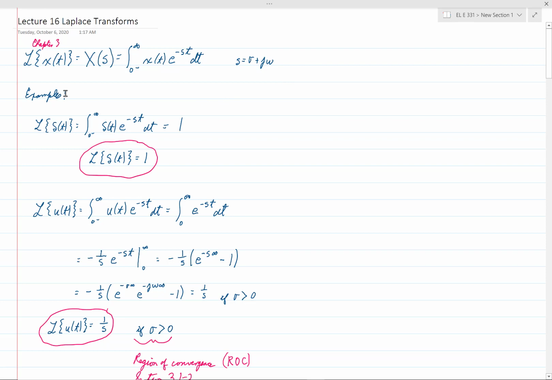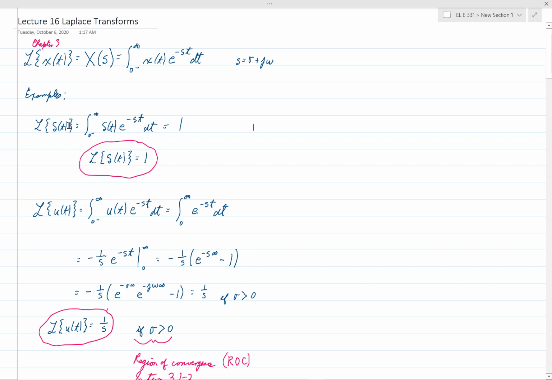So let's look at a few examples of calculating the Laplace transform of some signals. We know that the delta function is a very useful function that pops up a lot in this course. So let's look at the Laplace transform of the delta function.